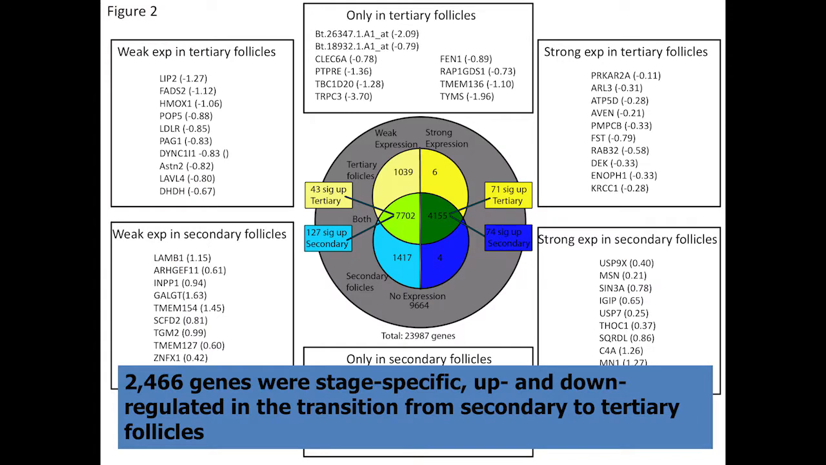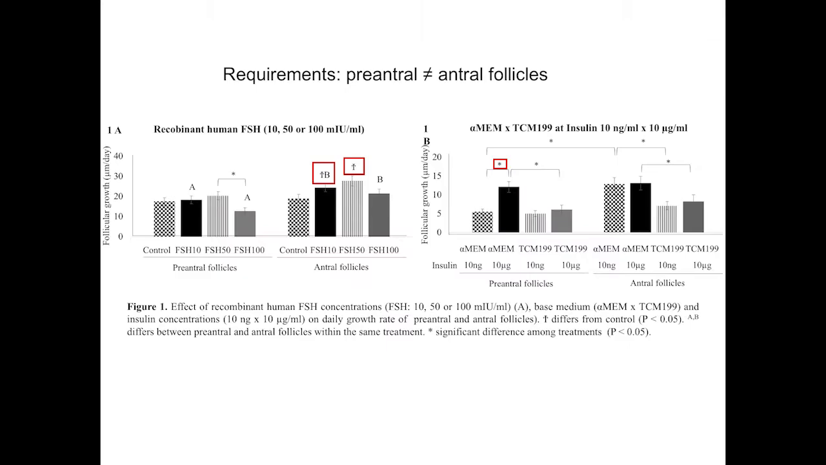Despite these 2 follicular categories differing only by 150 micrometers in diameter, we found that 2,400 genes were stage-specific, up and down regulated in the transition from secondary to tertiary follicles. In vitro culture studies confirm these findings and show that preantral and antral follicles behaved differently to human FSH and insulin stimulation.